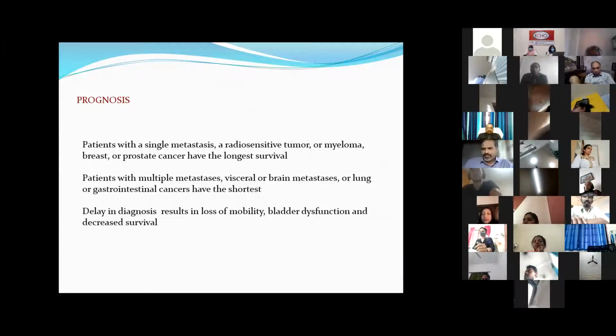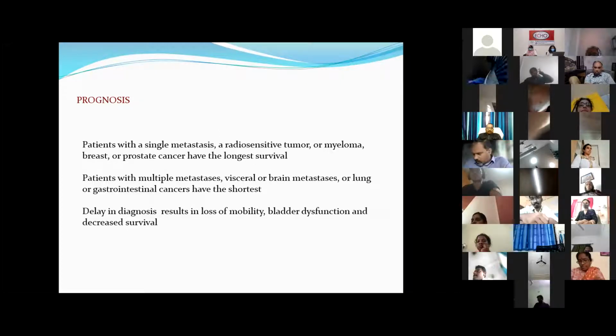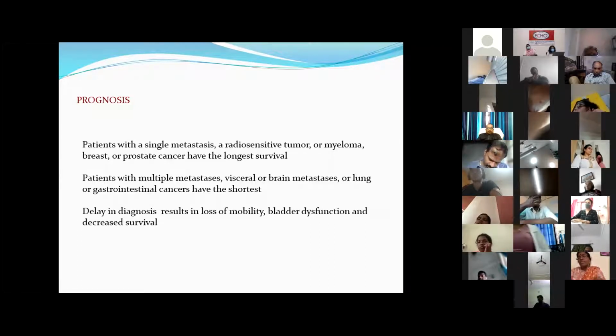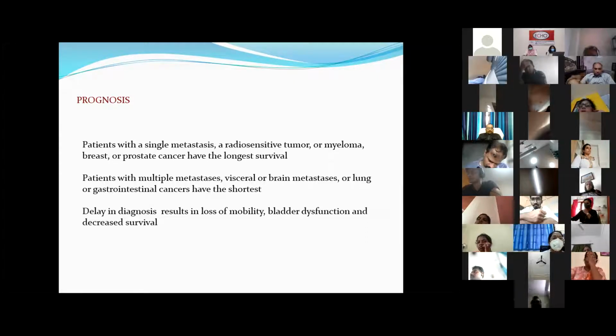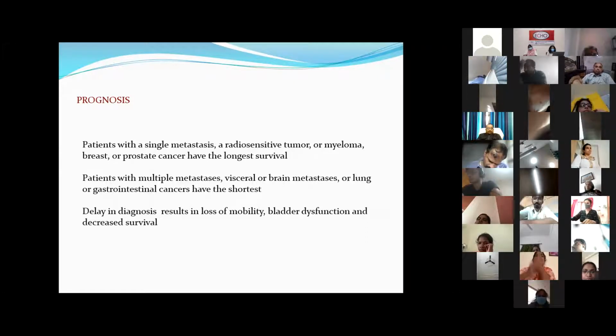Most patients with multiple metastases, or alongside that visceral metastases or brain metastases, already have extensive disease. So the disease burden itself gives you the prognostic information. And of course, delay in diagnosis and presentation also has a bad prognostic association. Involvement of bowel and bladder is also a bad prognostic indicator. So delivering this prognostic information to caregivers, and to the patient if they allow, is very important, because it will decide whether this patient is going to walk again or not.